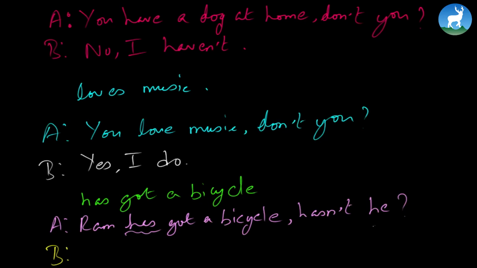All right? But I'll follow the general rule. Whenever you have a negative question tag, you expect the answer yes. Ram has got a bicycle, hasn't he? Yes, he has. Now, this is how you do this exercise.